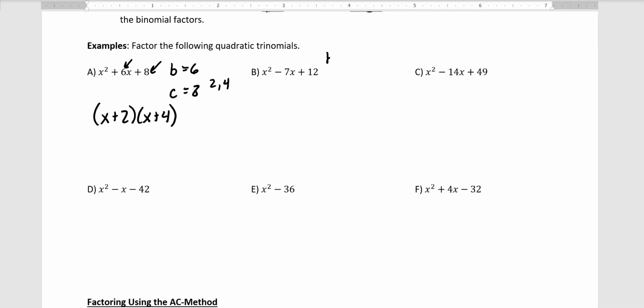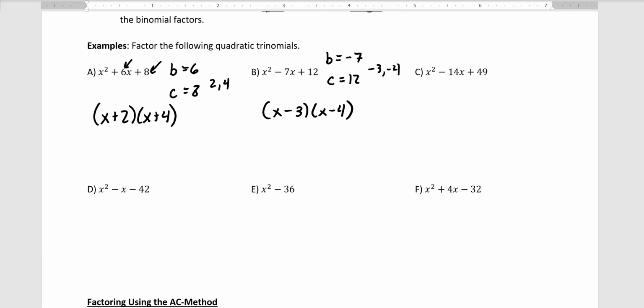Now at b, negative 7, c, 12, I'm looking for 2 numbers that multiply to 12 and add to negative 7. Those would be negative 3 and negative 4. Negative 3 plus negative 4 is negative 7. Negative 3 times negative 4 is 12. So my factors here would be x minus 3, x minus 4.